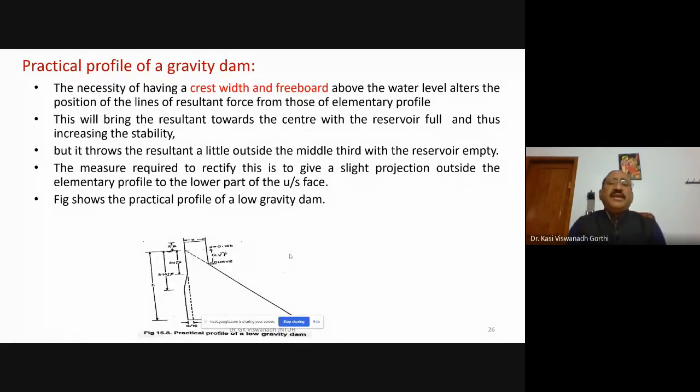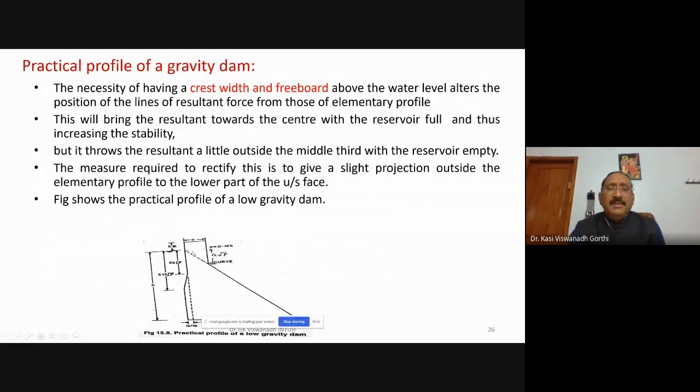The practical profile of a gravity dam will not be a simple triangle. It is something more. Elementary profile is a simple triangle, but practical profile is not a simple triangle because there is a necessity of providing a crest width as well as a freeboard. So the necessity of having the crest width and the freeboard above the water level alters the position of the lines of the resultant force from those of an elementary profile. Strictly speaking, elementary profile is a simple triangle. As can be seen from the figure, it is a simple triangle.